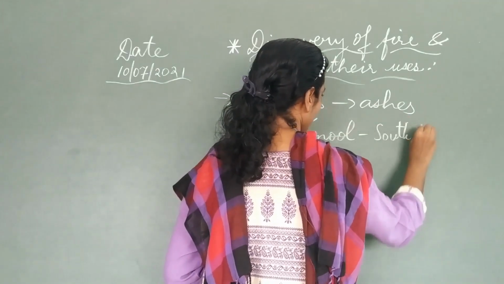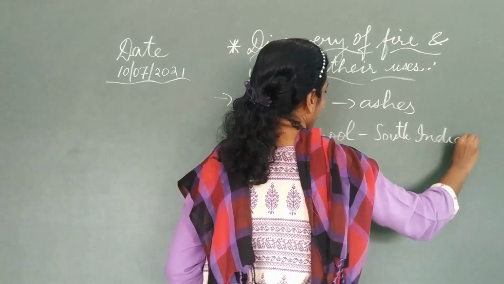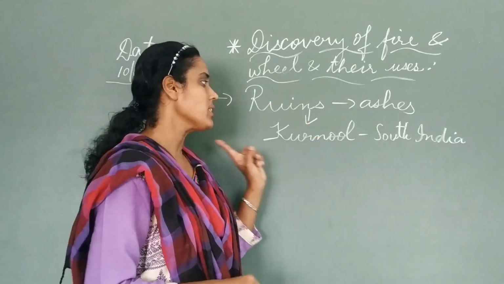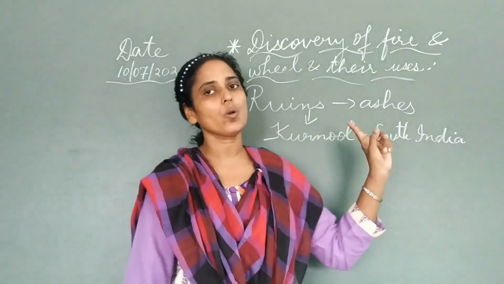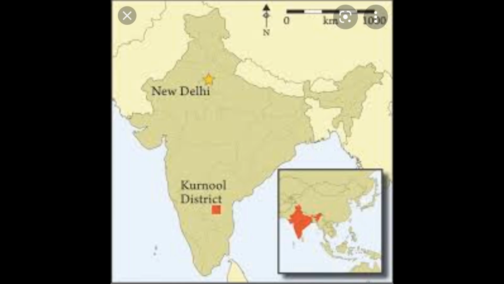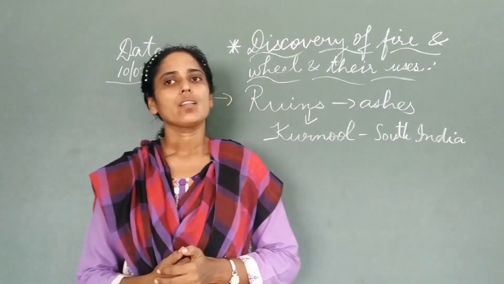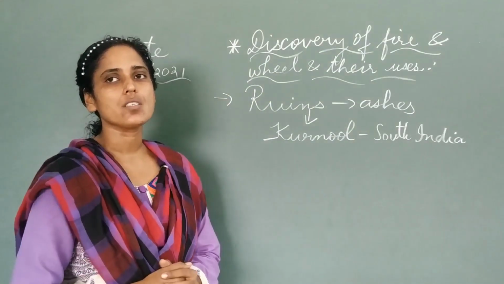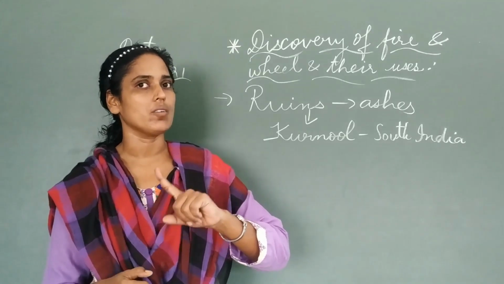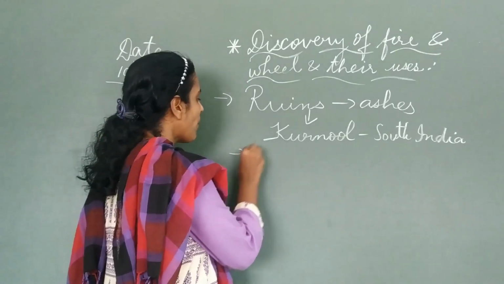Okay. This is the first place where the archaeologists found the ruins of fire. Which is that place, friends? Kurnool in South India, the caves of Kurnool. Okay. And that shows us that these primitive men were familiar with fire. They had already invented fire. And the historians also say that it was approximately 11,000 years ago. See students, as per historians, approximate figures are given. Okay, so 11,000 years ago, approximately.